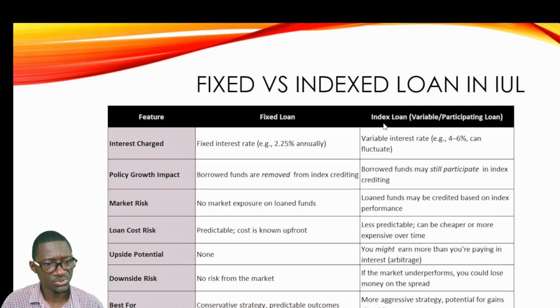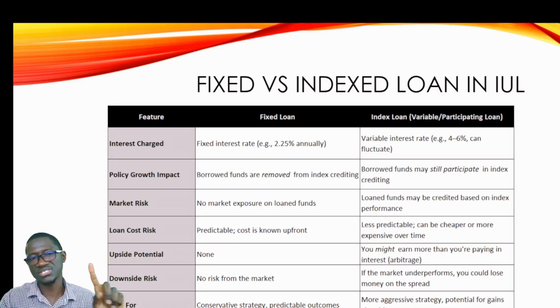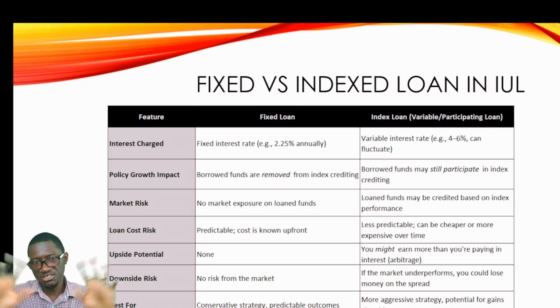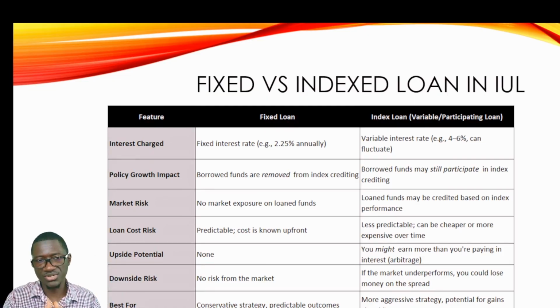When it comes down to the index loan, the loan rate is typically variable. So it will usually vary between 4 to 6 or 7%. You'll see that in the contract. And depending on the economic situation, the insurance company could raise the rate in that range or decrease it.